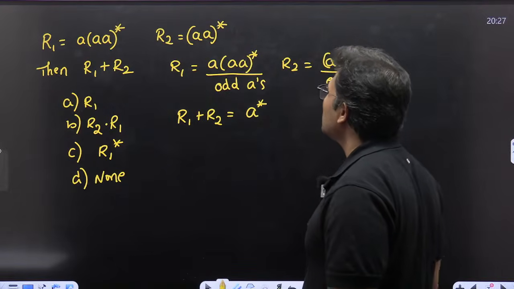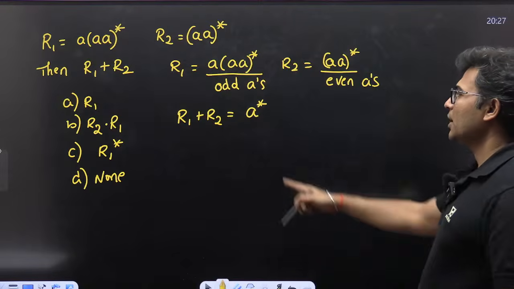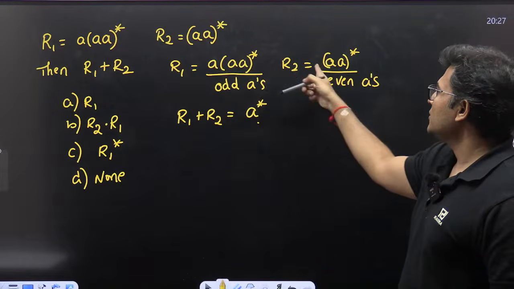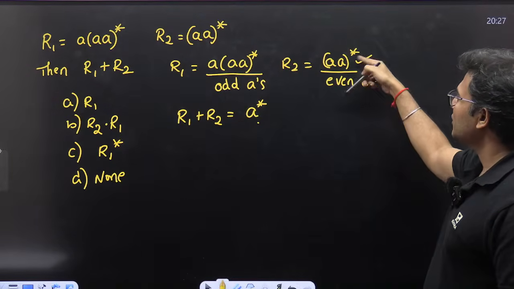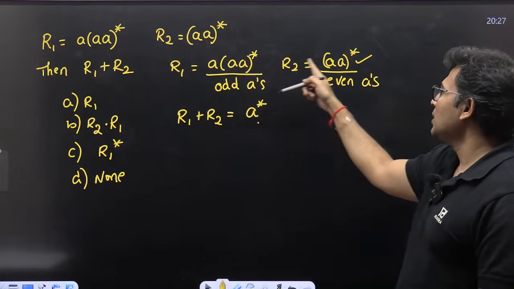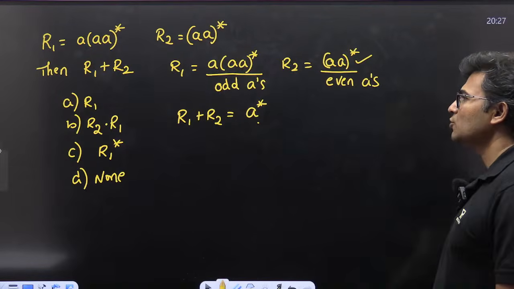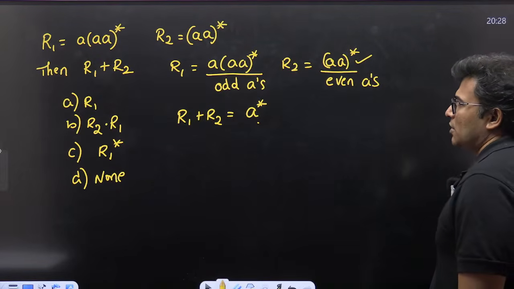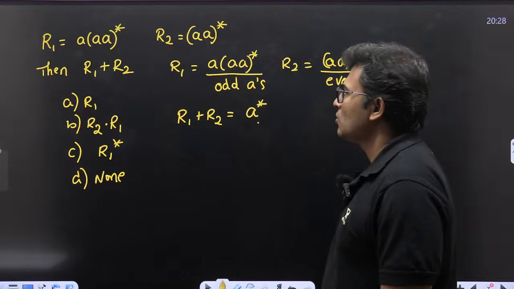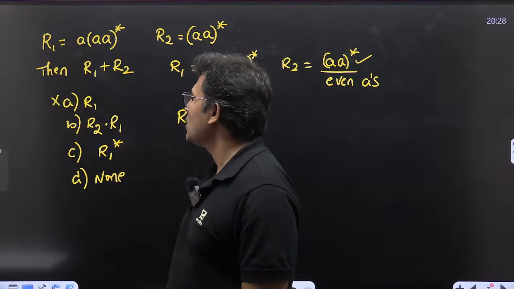Now, if you have any doubt, check if epsilon is there in the language. Epsilon is there. If I add these two, I get epsilon here. If I put a 0, I get epsilon. A single A, I get from here. Double A, I get from here. Triple A, I get from here. 4 A's, I get from here. So R1 plus R2 is A star. So R1 plus R2 cannot be odd number of A's, cannot be R1.